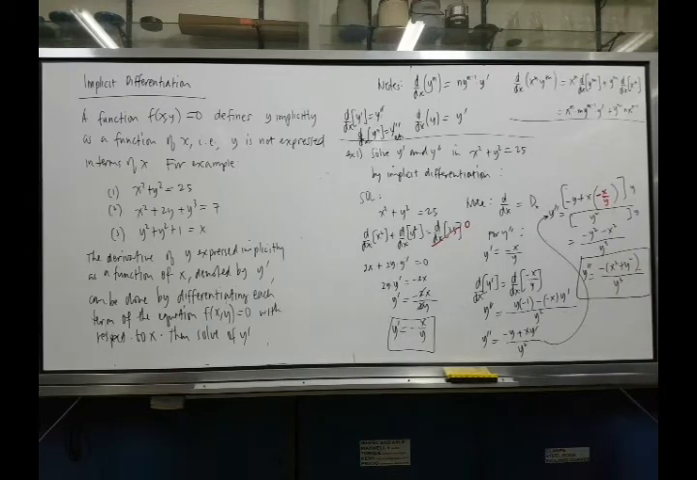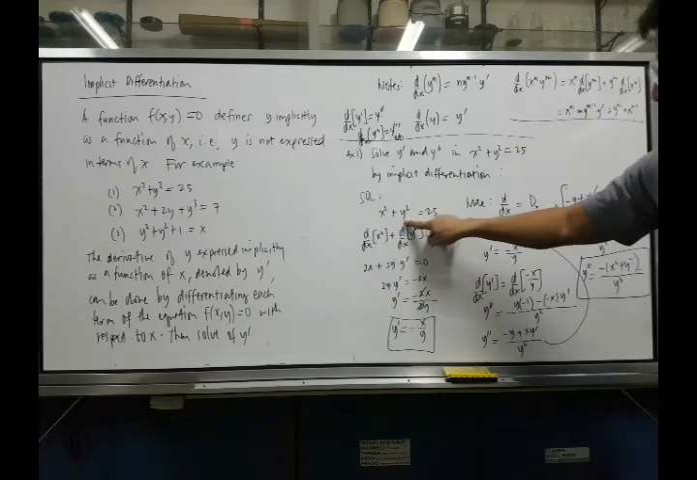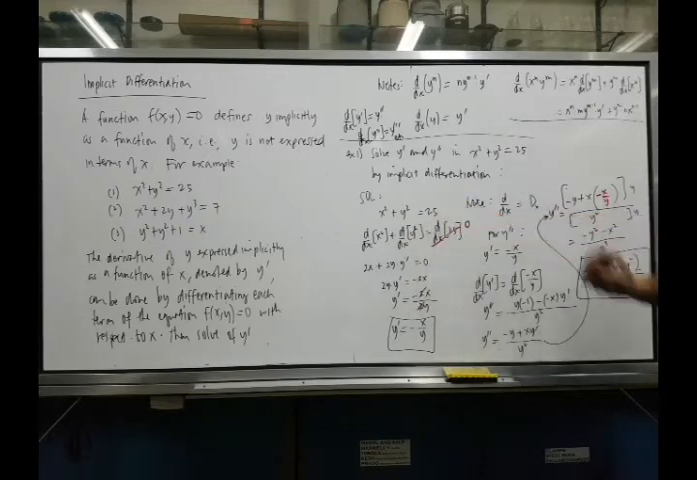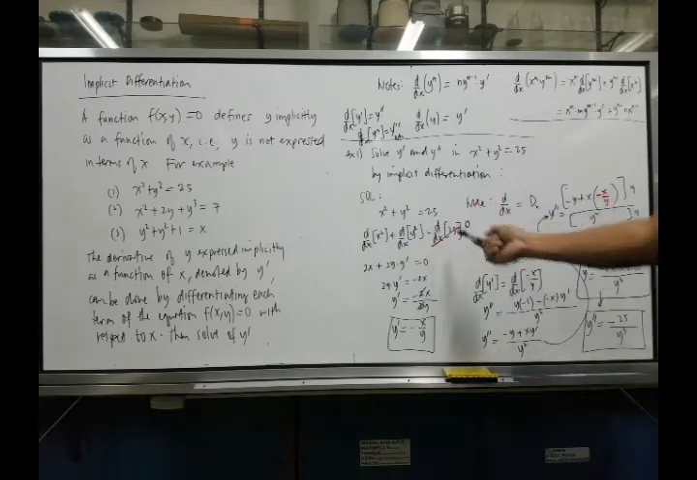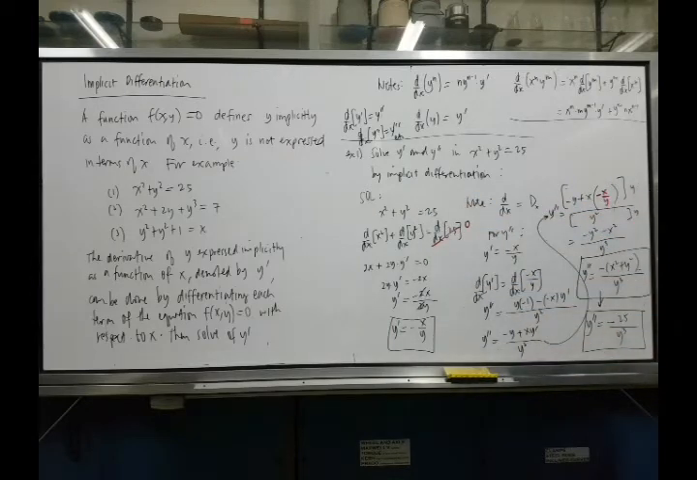But wait, if you look at the given, x squared plus y squared is actually equal to 25. So we can further reduce our answer to its simplest form as negative 25 over y cubed. Okay. So that will be the second derivative for x squared plus y squared equals 25.